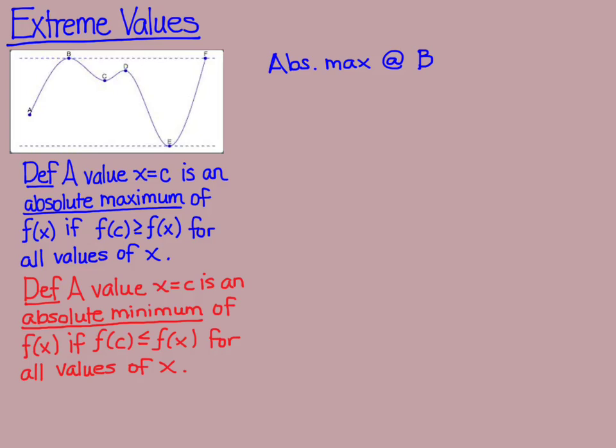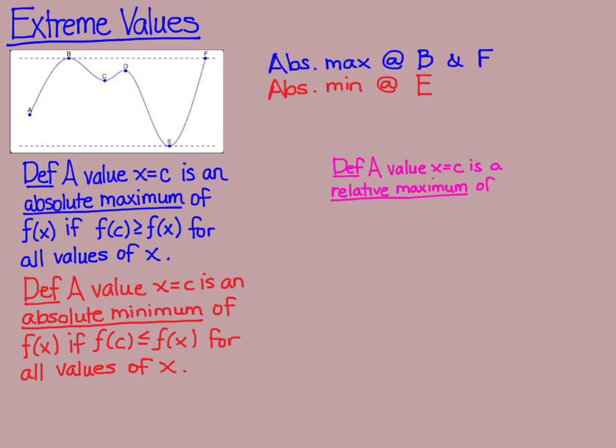In the picture above, we see that the absolute max is at b and f because those are the two largest y values that this function ever achieves. Similarly, the absolute min is at e because this is the lowest y value that the function ever achieves.